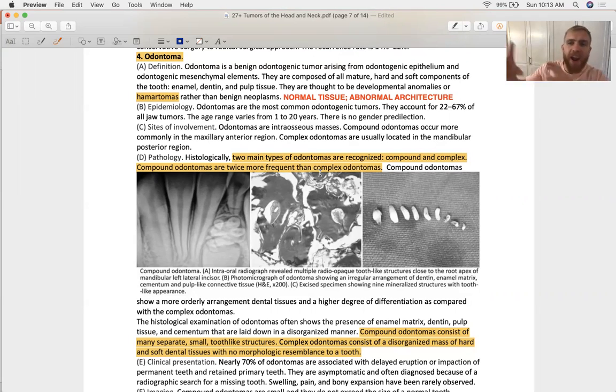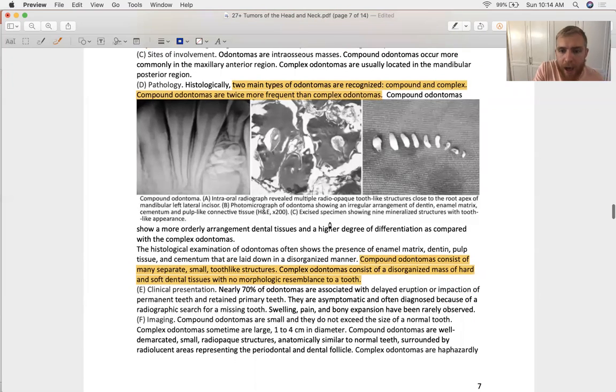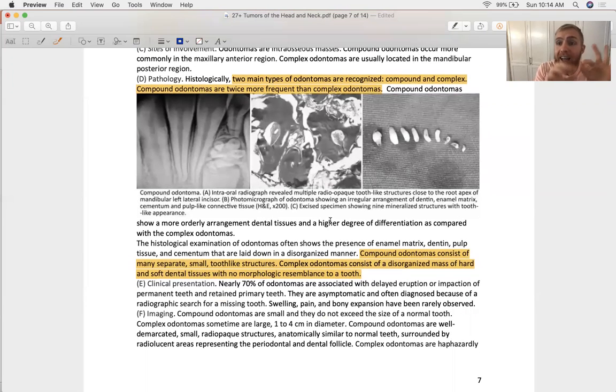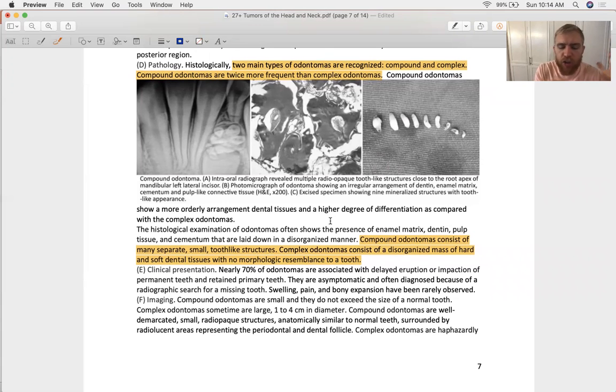So normal cells arranged abnormally, meaning there's too many of them or they're not connected correctly, but the parts are normal, the cells are normal. We've got two types of odontomas. They're compound and complex, and odontoma basically means tooth tumor. So these are going to be tumors that look like teeth. The compound type of odontoma is going to look like a lot of small tooth-like rocks. But the complex odontoma is not going to look like a tooth whatsoever. It's just going to be a twisted, convoluted, distorted mass.